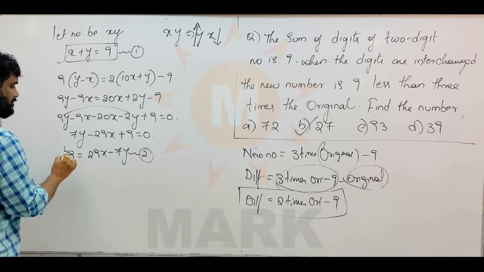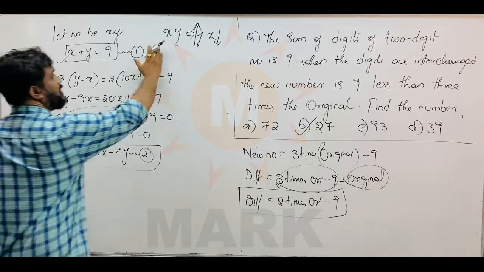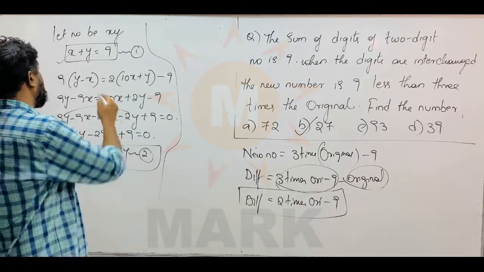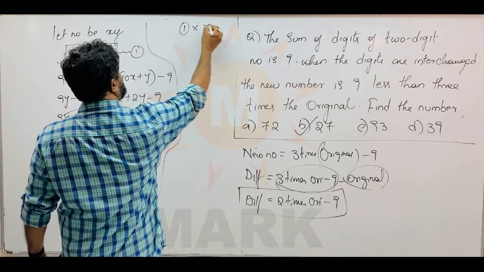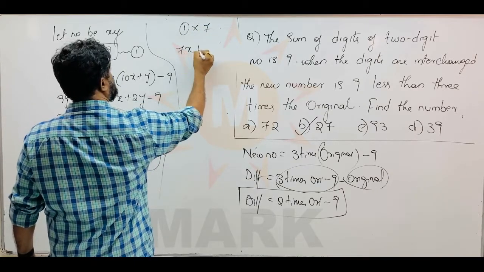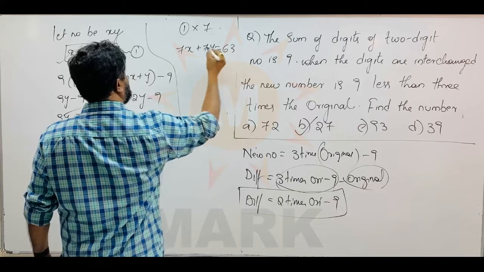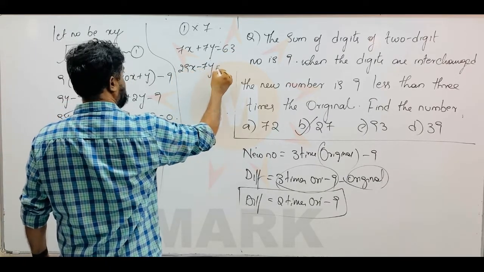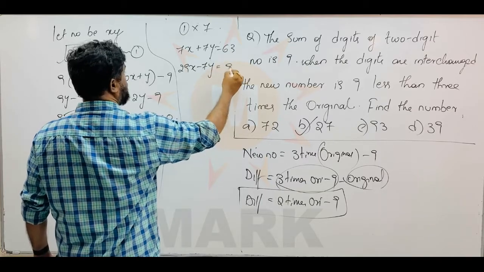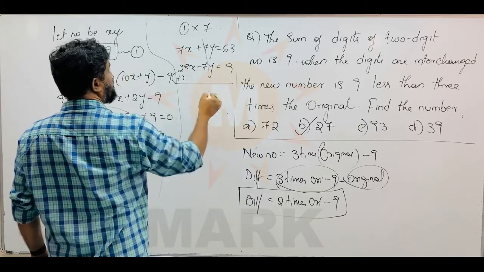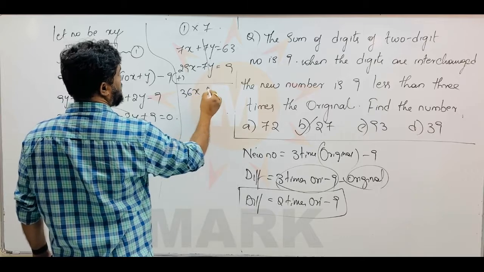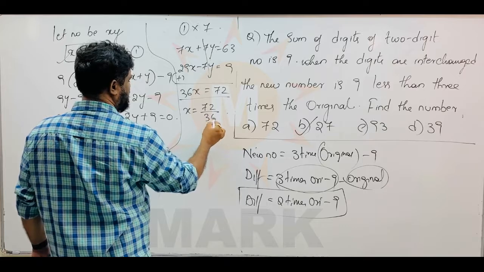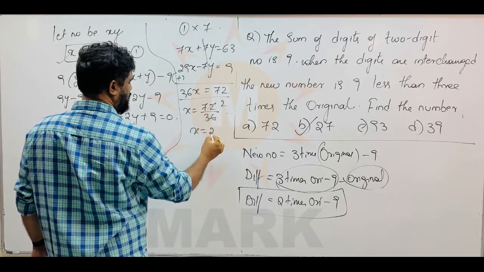Already we did this and we know how to continue from here. I am doing it again for your convenience. I am adding 1 and 2. I am multiplying 1 with 7, so that becomes 7x plus 7y is equal to 63, and 2 is 29x minus 7y is equal to 9. Adding them up, the 7y cancels. 36x is equal to 72. So x is equal to 72 divided by 36, that is equal to 2. x is equal to 2, my dear friends.